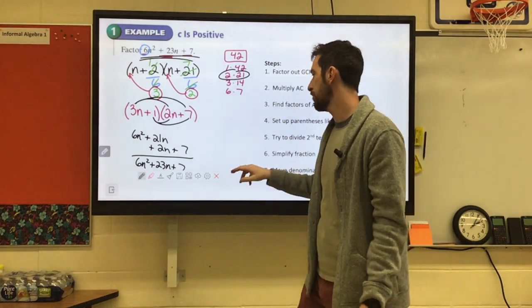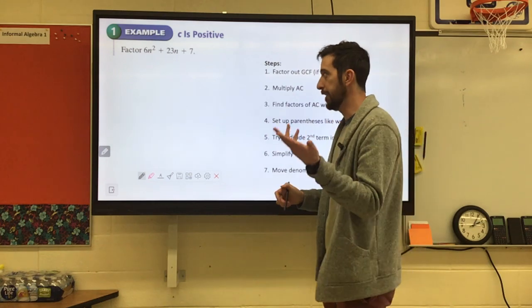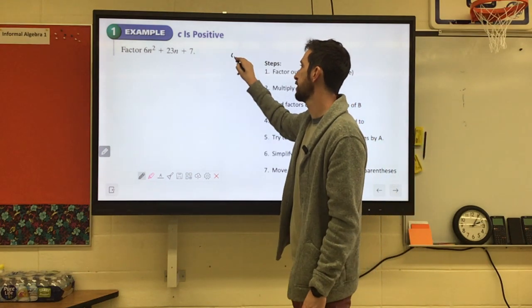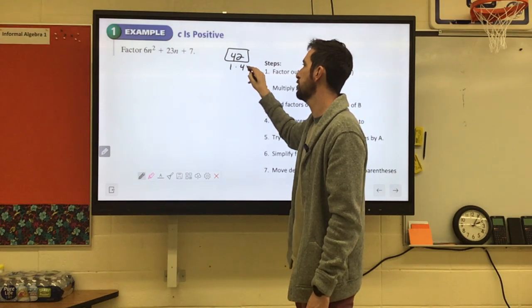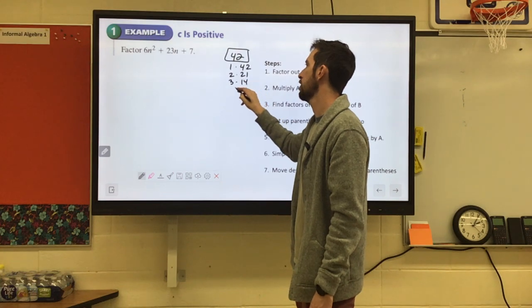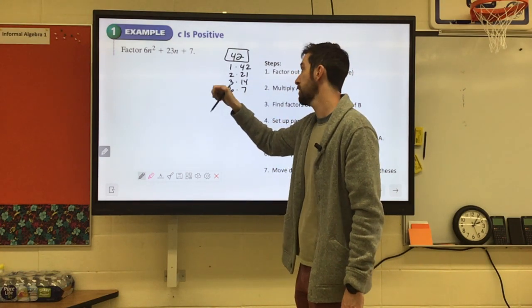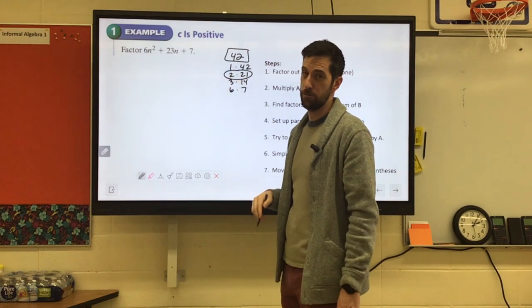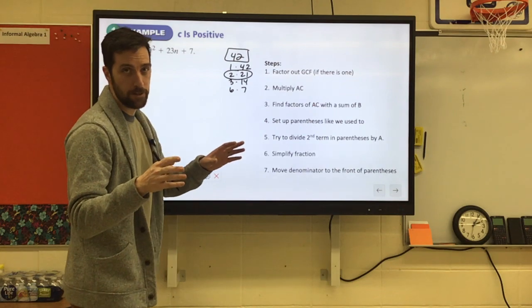A lot of the same first steps. You multiply first and last, you get your 42, and you still think of your factors of 42. 1 and 42, 2 and 21, 3 and 14, or 6 and 7. You're still looking for the set that adds up to the middle, which would still be 2 and 21. So what we do is, this is called factoring by grouping.